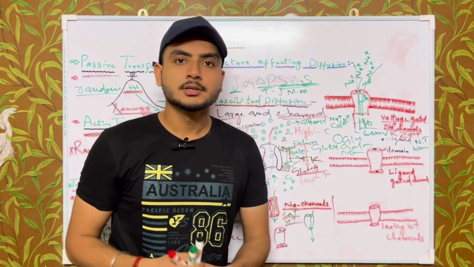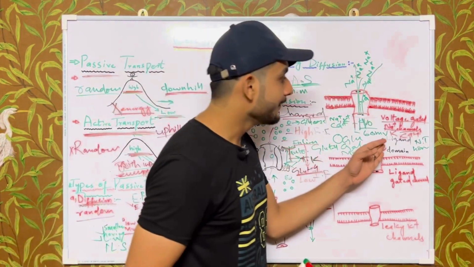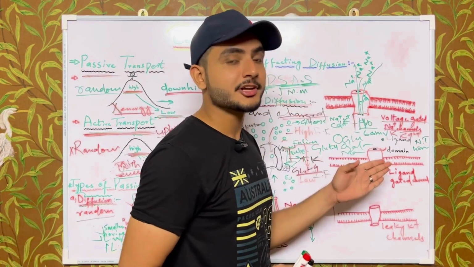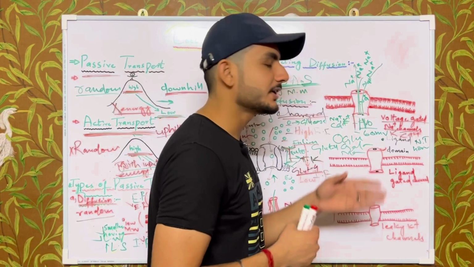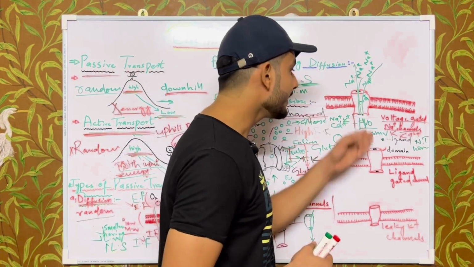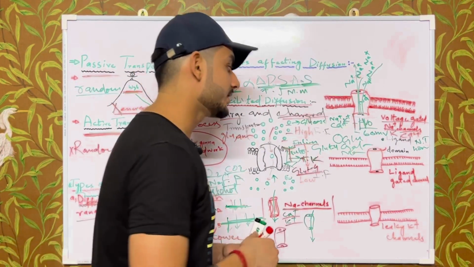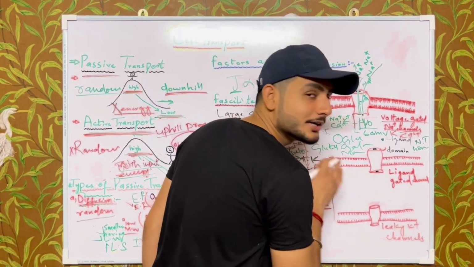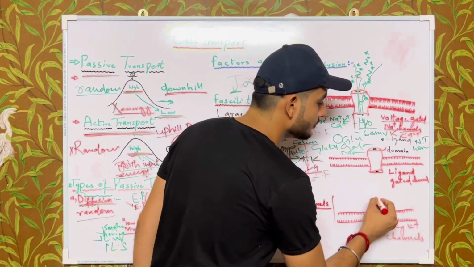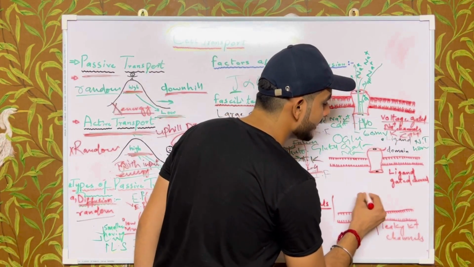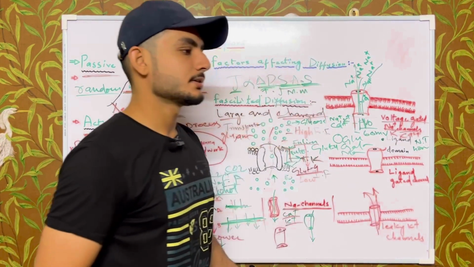Okay, there are some channels which are not sensitive to the voltage, but they are sensitive to the ligand. When their ligands, such as neurotransmitters or hormones, bind with their domain, these channels are opened, which allows the movement of ions across the membrane. And there are some channels which are not regulated by anything. They are open all the time, so they allow the movement of ions across the membrane all the time. They are the leaky potassium channels.